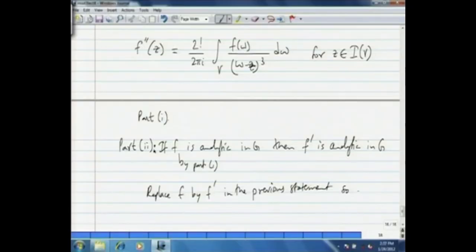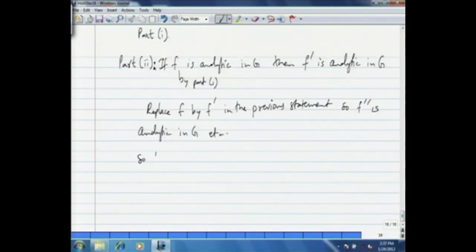So, replace f by f prime, and so f double prime is analytic in G, etcetera. So, you get that derivatives of all orders of f exist. And that is the proof of part 2 of this theorem. So, that is the end of the proof of this theorem.